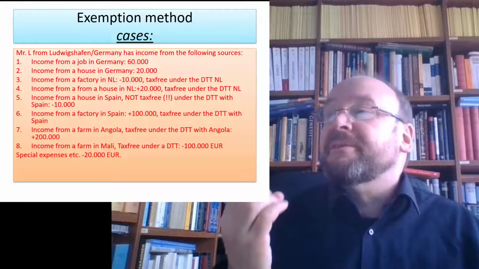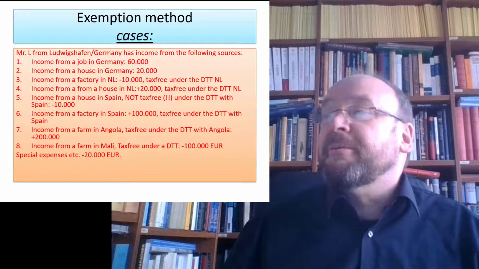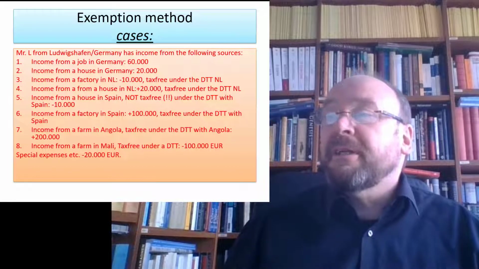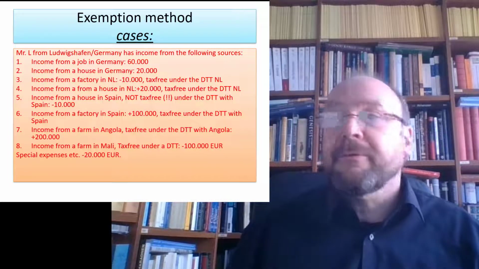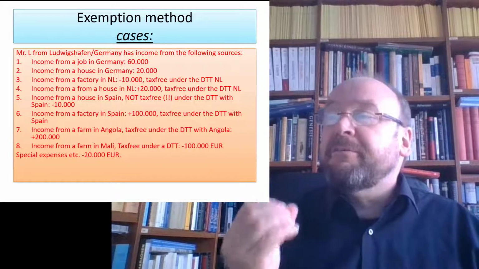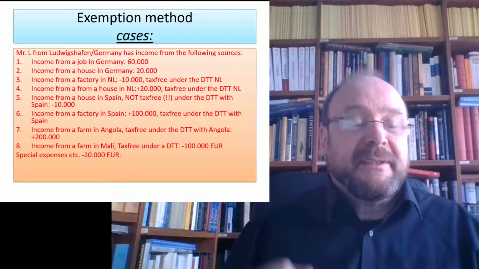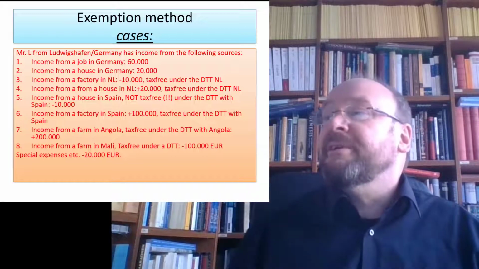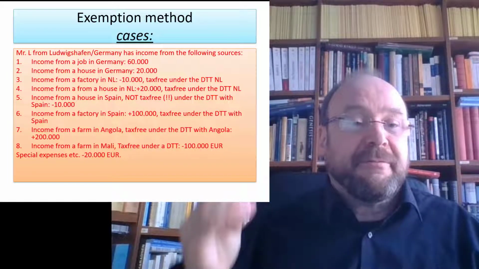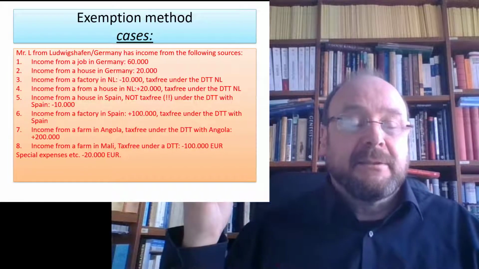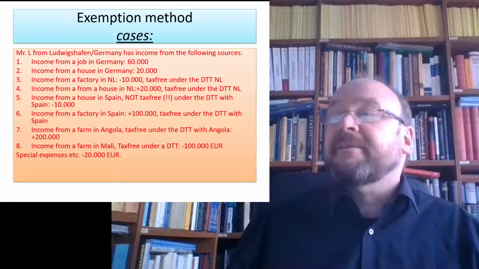You can, in the end, imagine brutal cases like this one. Mr. L from Ludwigshafen in Germany has income from the following sources: a job in Germany, a house in Germany. Both are taxable and therefore also count for the Proviso. Income from a factory in the Netherlands, a loss. It's tax-free, but it counts for the Proviso because the factory is from the EU. Yes, okay, but the factory is not risk-free, so it's active.